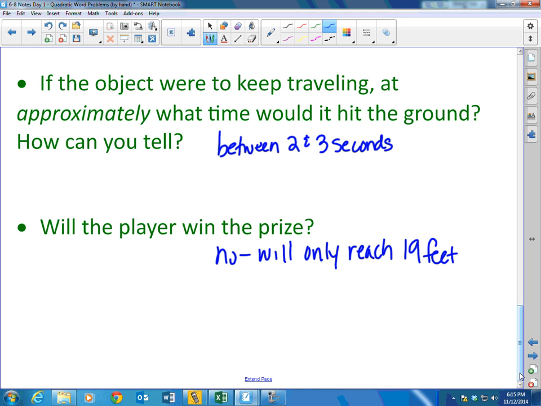Okay, nope, they're only ever going to reach 19 feet. They'll never get to 20 according to this equation. Okay, so there we go.